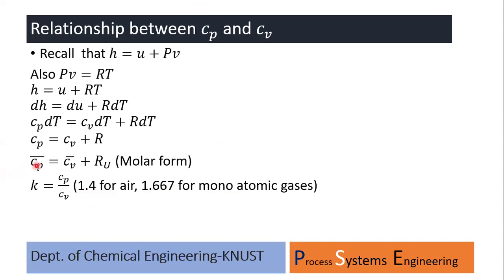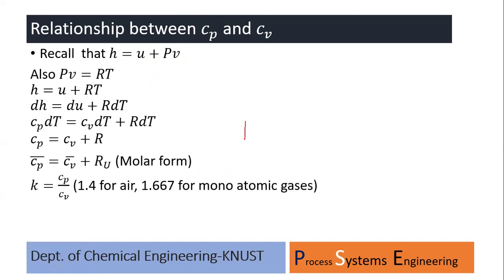Okay, so the bar on top of the Cp and the Cv is just indicating that it's in the molar form. So whenever you see a property with a bar on top, we are saying that it's in a molar form. So it is something per mole. Is that okay?